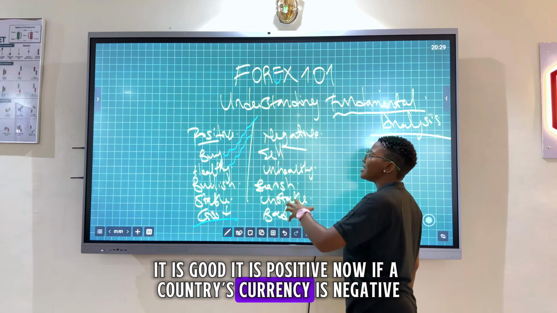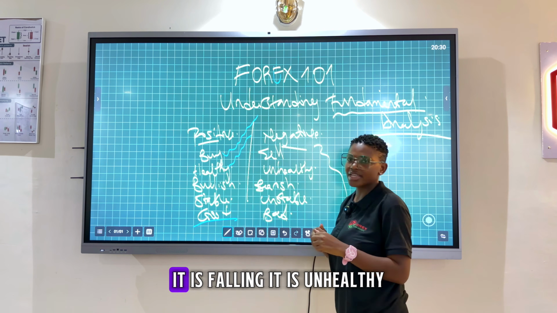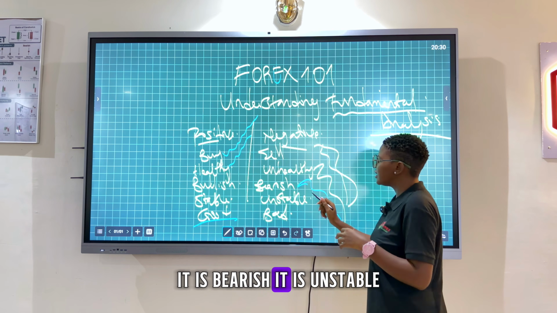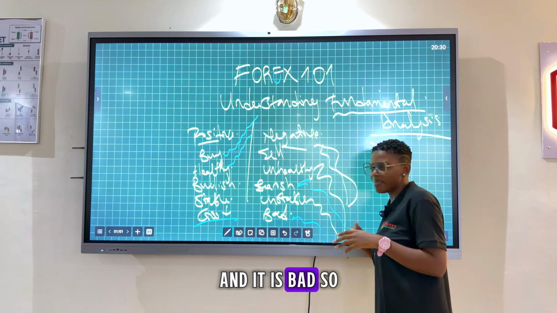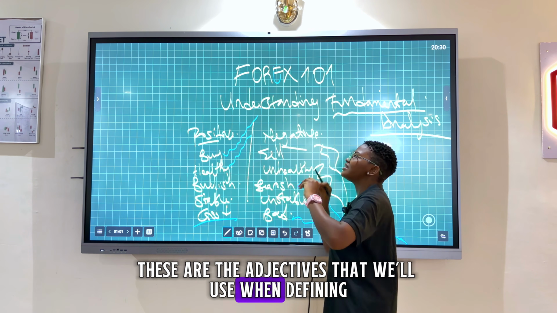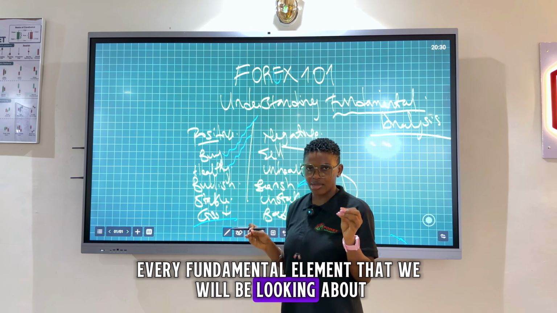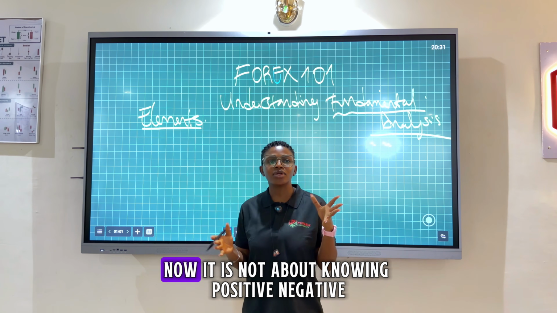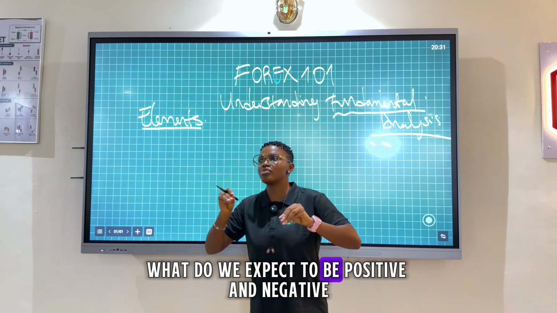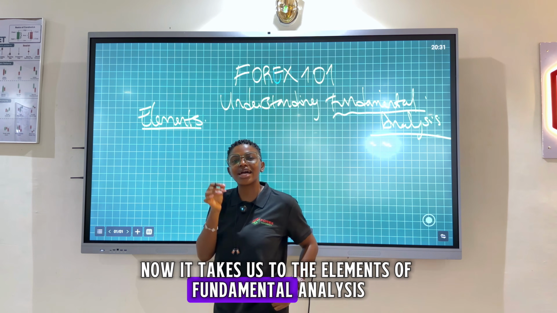Now, if a country's currency is negative, then it is selling, it is falling, it is unhealthy, it is bearish, it is unstable, and it is bad. So these are the adjectives that we use when defining every fundamental element that we will be looking at. So copy this. Now, it is not just about knowing positive and negative. What do we expect to be positive and negative? That takes us to the elements of fundamental analysis.